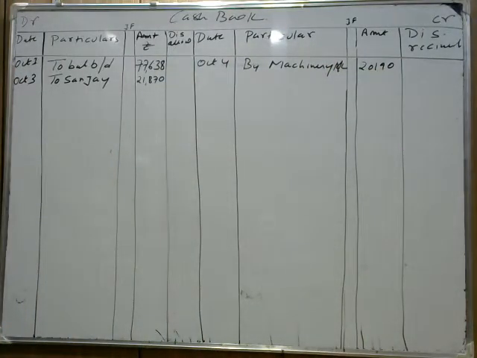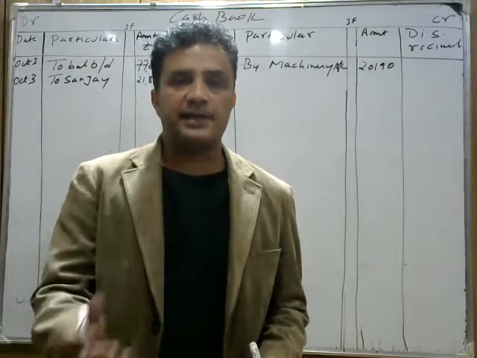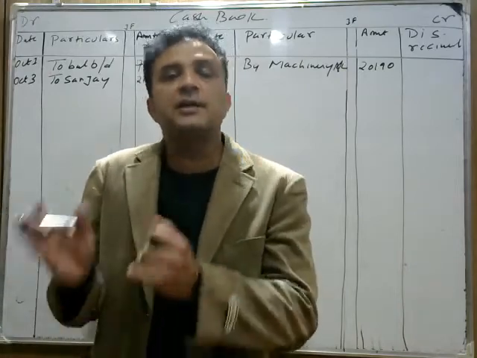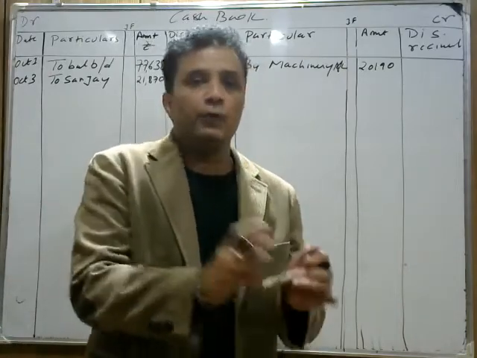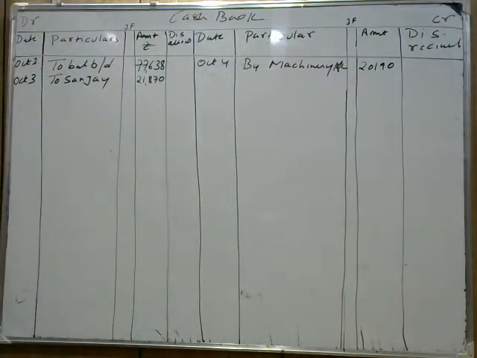Then it's mentioned here on October 6th, purchase goods from Charangi. आपने goods purchase किया चारंगी से. This credit entry will not be entertained in the cash book, because a credit entry won't be entertained in the cash book. Okay, it's clear to all of you.